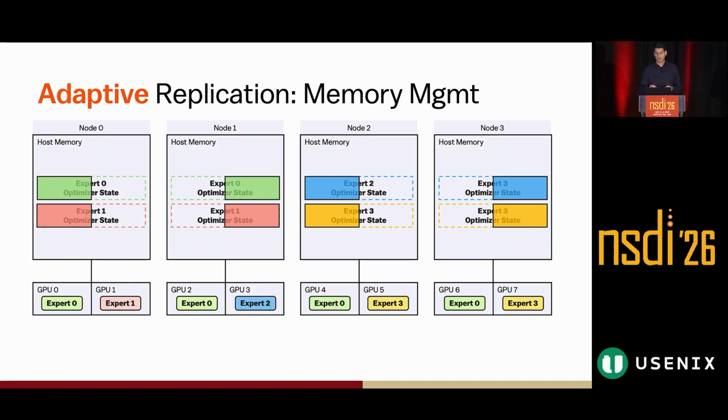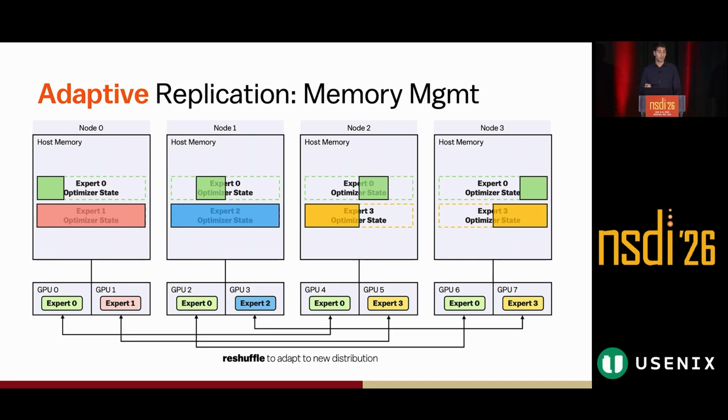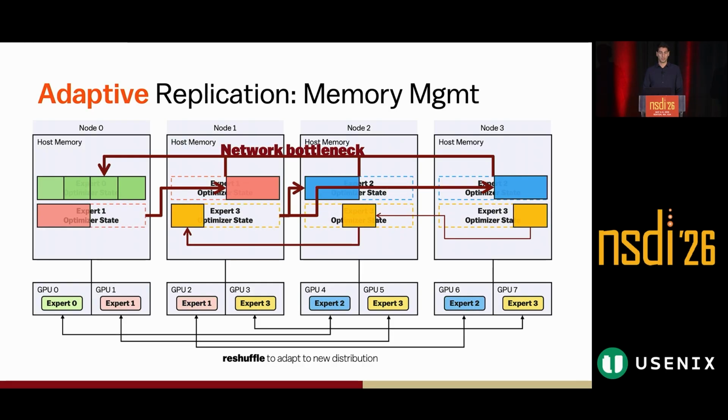Now, with adaptive expert replication, every time we have to rebalance experts, we have to reshard and migrate the optimizer accordingly. And because the expert popularity distribution is very dynamic, we have to do this very frequently. And this is a very big cost in terms of network communication that really increases the iteration latency.